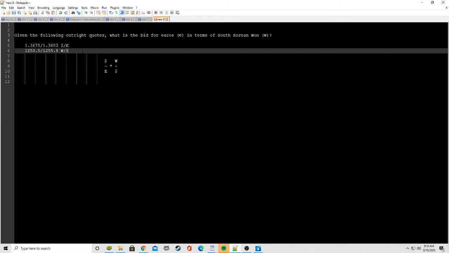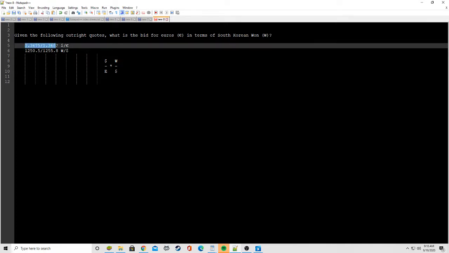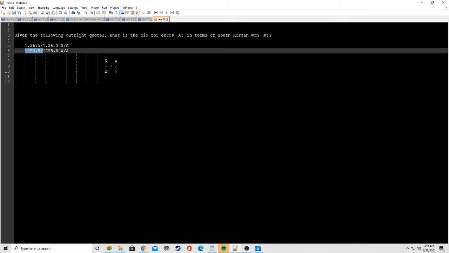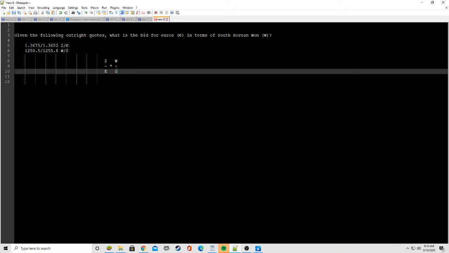So we have two quotes right now. The first one is euros in terms of U.S. dollars. You gotta make sure you take a second to read these correctly. And the second one is U.S. dollars in terms of won.